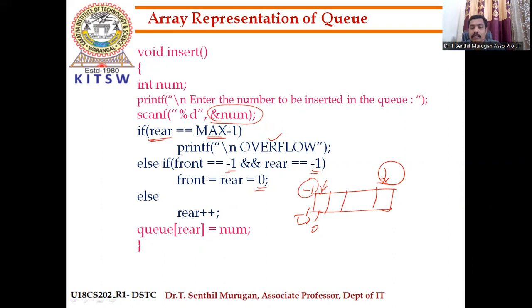Then we have to, wherever it is pointing, the rear value we can write as rear equal to rear plus 1. Okay, so that is rear plus plus. So after changing the pointer, simply in the queue at the rear position, we can add the value, which we are getting from the user.